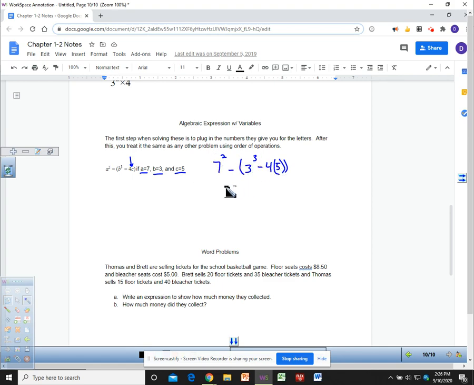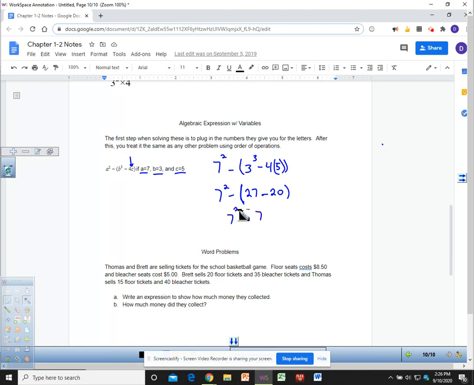We got to do everything inside this first. So 4 times 5 is 20. And 3 squared is 9. So 9 minus 20. I'm sorry, that's 3 to the third. That would not be 9. 3 to the third is going to be 27 minus 20. And then 7 squared. So 27 minus 20 is going to give us 7.